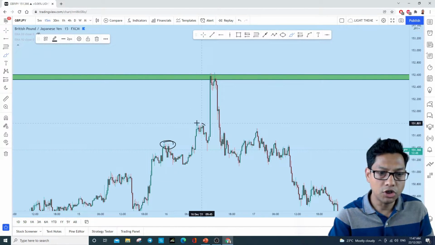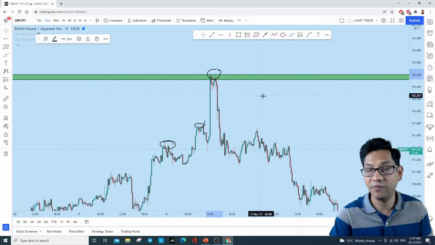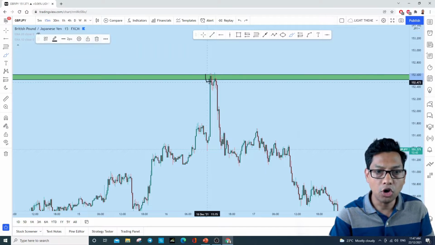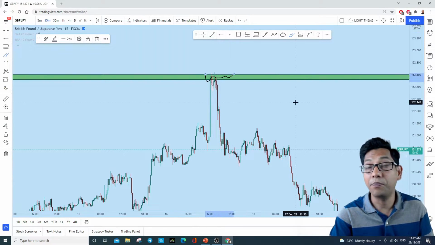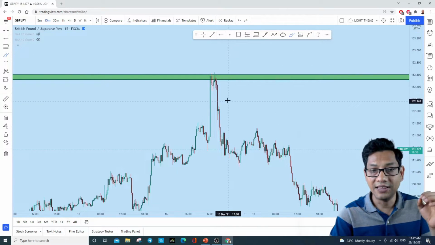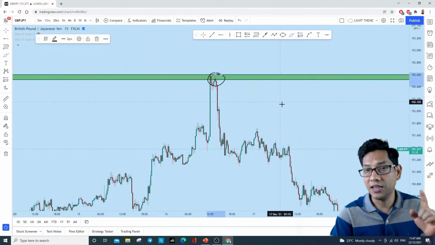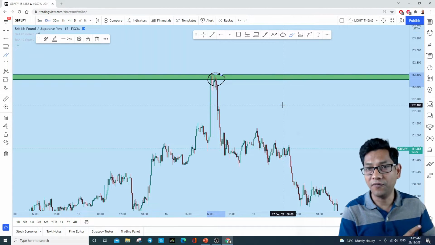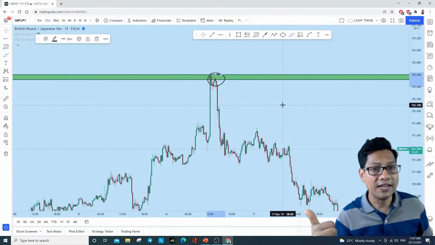Everywhere there is a double top, but this double top is very, very special, because as you see, this double top is formed in the previous daily support as a resistance, and that is what is important for you when you are trading on the 15 minutes to go to the higher time frame.